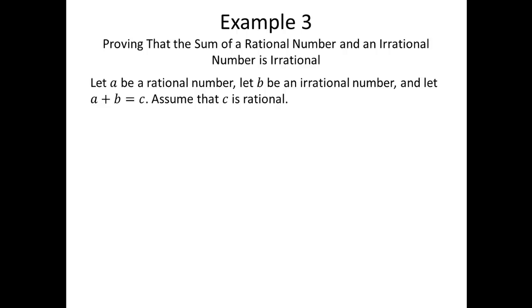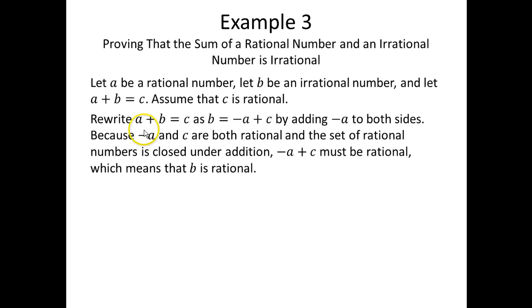Okay? So let's let A be a rational number and let B be an irrational number. Also, let's take the sum of A and B and we're just going to call it C. And let's assume, so that we can find a contradiction, let's assume that C is rational just for the moment. Okay, so we're basically assuming what we don't want to prove.